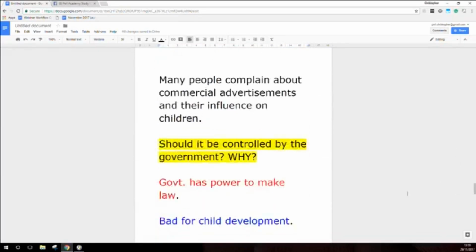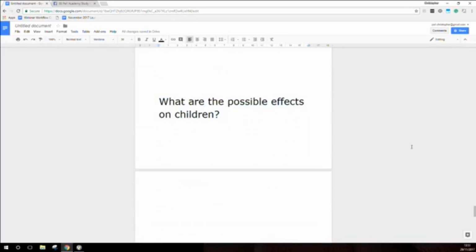Well done. So the second question, what are the possible effects on children? So you would have to be careful. I've just noticed this. I didn't look at these questions. The reason why I didn't look at them is because I didn't want to have prepared answers, and I wanted to do them as naturally as possible.